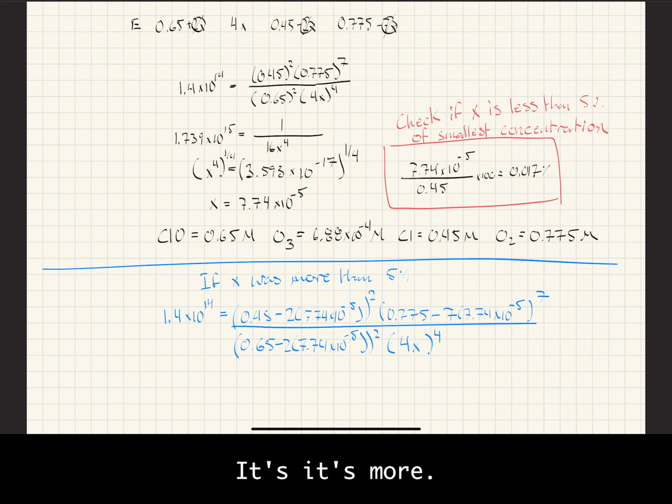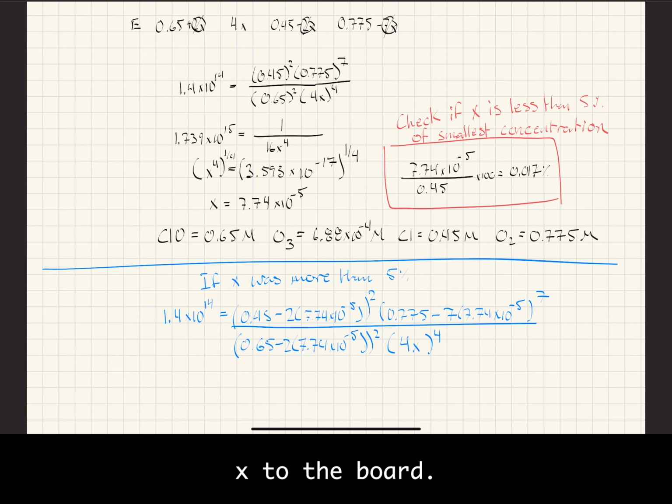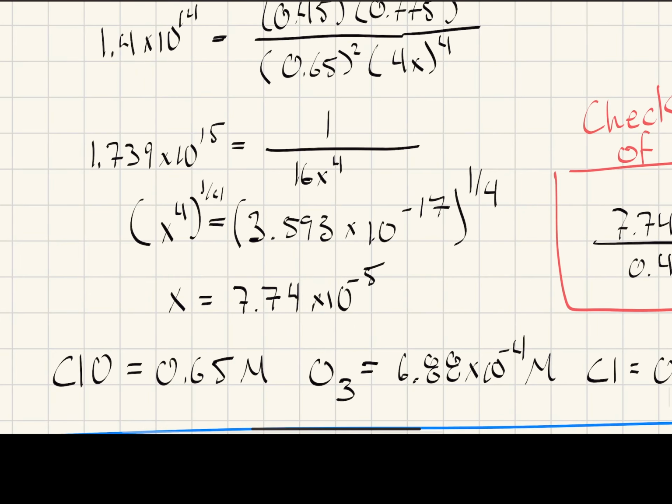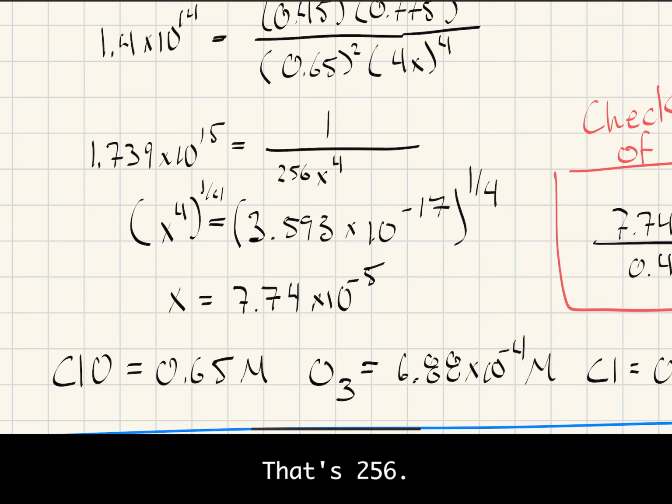Is this something basic? Where does exactly the 6 come from? I'm assuming that comes from the 4x to the 4? Yeah, 4x to the 4. Wait, is that 4 to the 4th power? That's not 16. It's 256. No, you're right. That's 256.